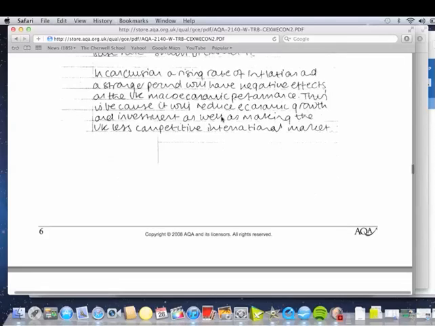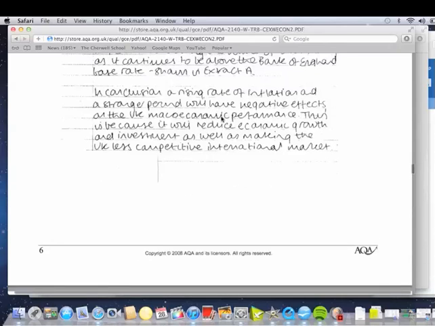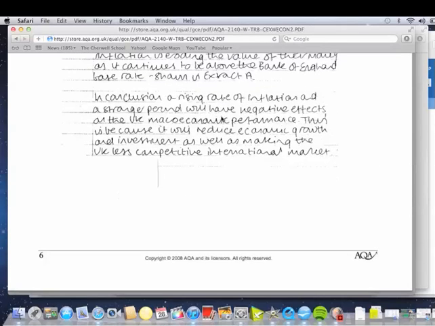What you want to do in this conclusion is make a substantial conclusion, which they haven't, and to try to bring something new in. And there's plenty in that data that you could have brought something new in. So their conclusion is a rising rate of inflation and a stronger pound will have a negative effect on the UK's macro performance. This is because it will reduce economic growth and investment. It's no marks. They've just repeated what was in the data, really. There might be some credit there, I suppose. But yeah, it's not bringing in anything new to win the arguments.